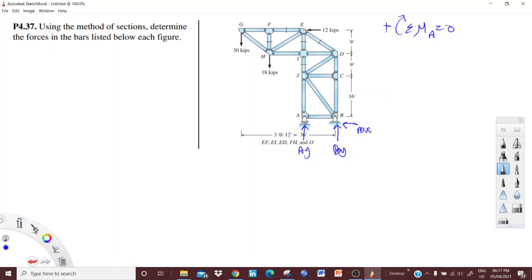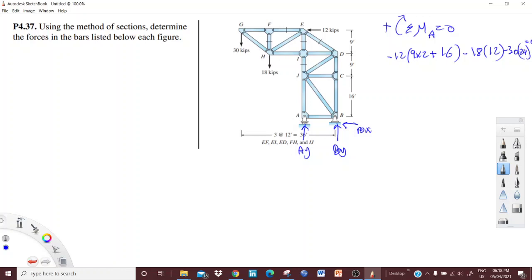So we'll take 12 times... Remember that we are taking moment around A, not at B. So 12 times minus 12 times 9 times by 2 plus 16. And we have 18 times 12, so it will be minus 18 times 12. Remember it's moment at A. And we have 30 times 24 minus 30 times 12 plus 12, which is 24.